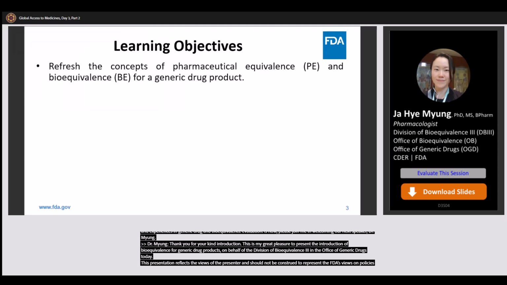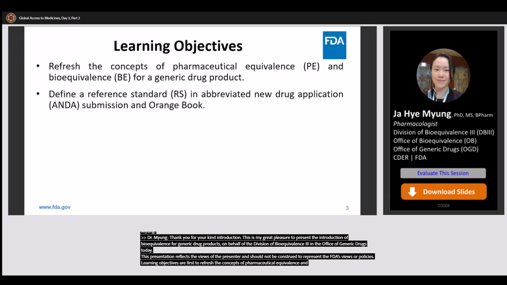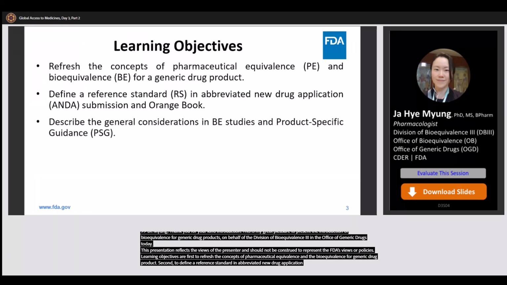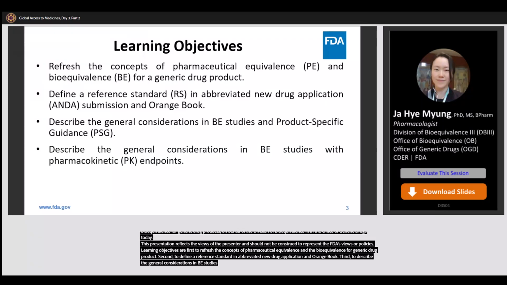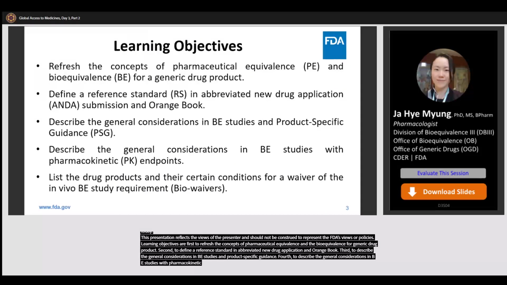Learning objectives of the current talk are, first, to refresh the concepts of pharmaceutical equivalence and bioequivalence for a generic drug product. Second, to define a reference standard in abbreviated new drug application and Orange Book. Third, to describe the general considerations in BE studies and product-specific guidance. Fourth, to describe the general considerations in BE studies with pharmacokinetic endpoints. Fifth, to list the drug products and their certain conditions for a waiver of the in vivo BE study requirement.